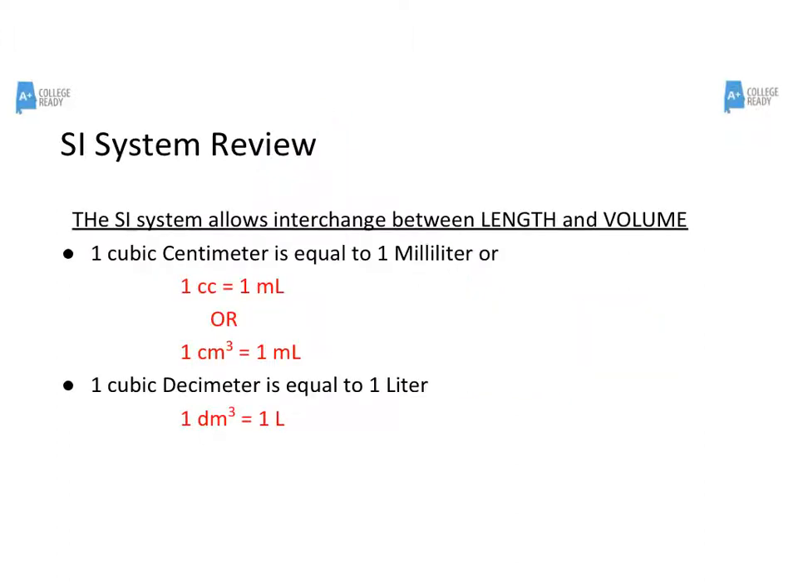The SI system allows interchange between length and volume, which is something that the English system does not allow. A cubic centimeter is actually equal to 1 milliliter. So we're going from a length measurement to a volume measurement here. These conversion factors are handy to use when you are working with the SI system, if you need to go from length to volume or from volume to length. Also, a cubic decimeter is equal to 1 liter.